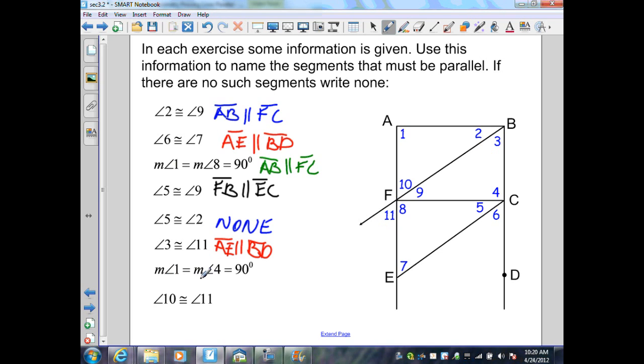The measure of angle 1 equals the measure of angle 4, and these are both 90 degrees. Angle 1 and 4 are congruent. They're both 90 degrees. There is no transversal that helps form both of these angles. Since there's no transversal, I cannot relate them to any of our theorems in this section. Therefore, our answer is none.